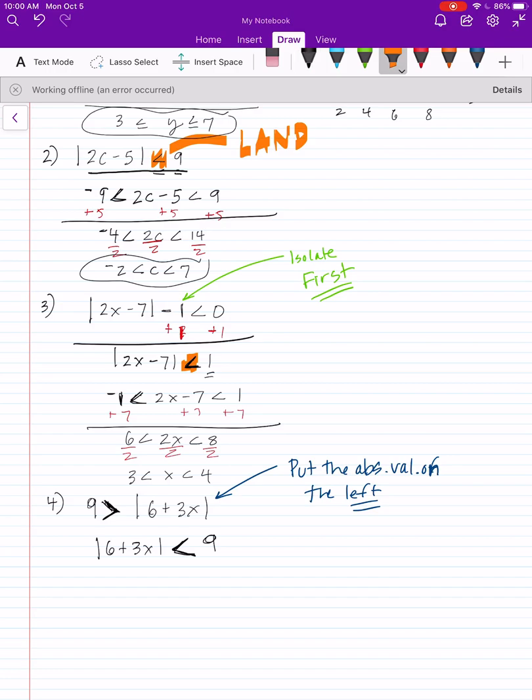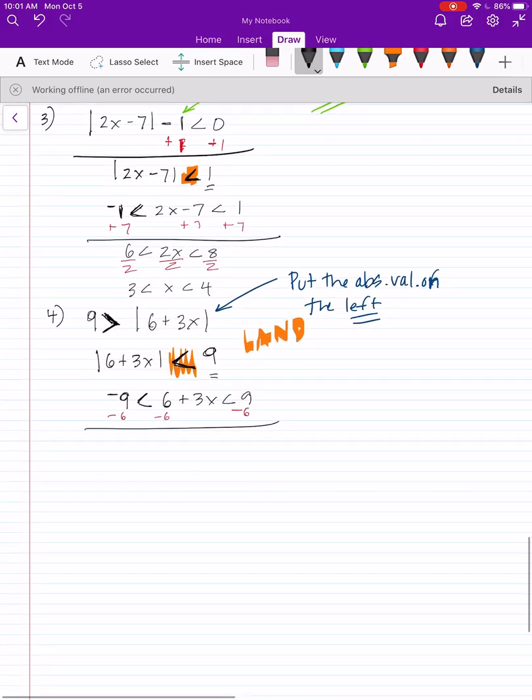Okay, and now that you can see that, I have a less than symbol. So again, we're going with and. In order to do that, you take your 9, you make it negative, or the b, make it negative. Keep the same sign. Now drop the absolute value and copy everything else over. Okay, so go ahead and subtract 6, subtract 6, subtract 6.